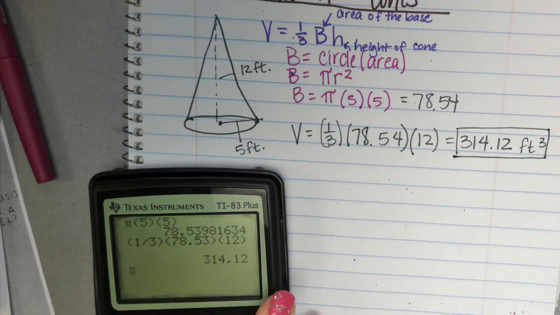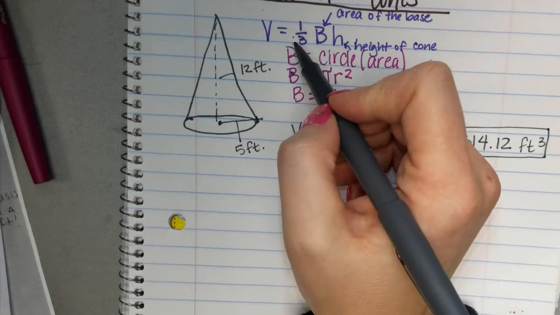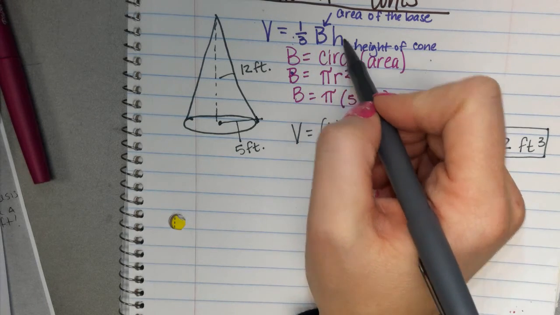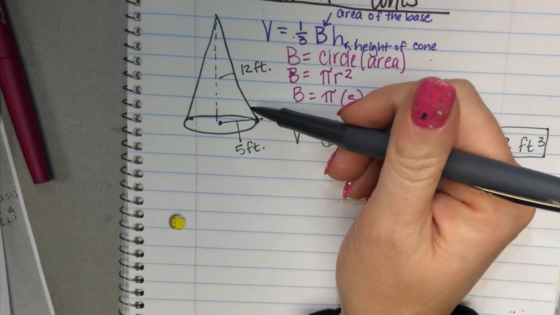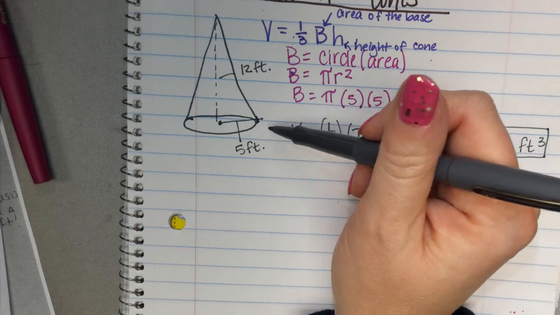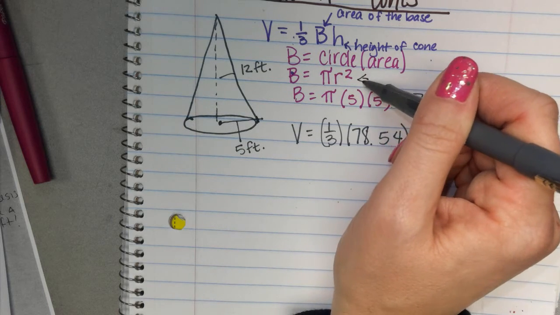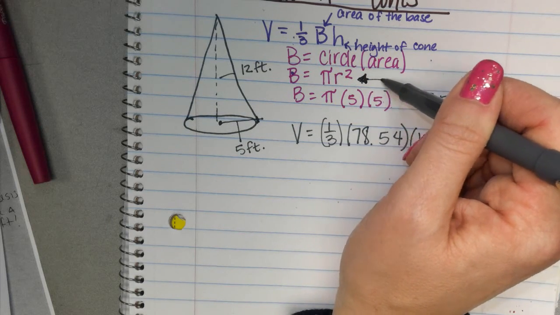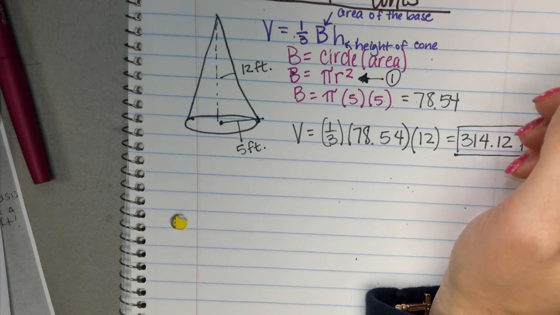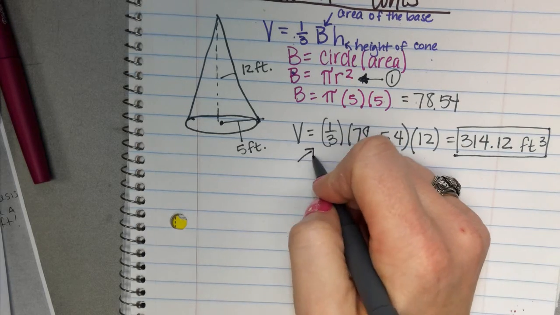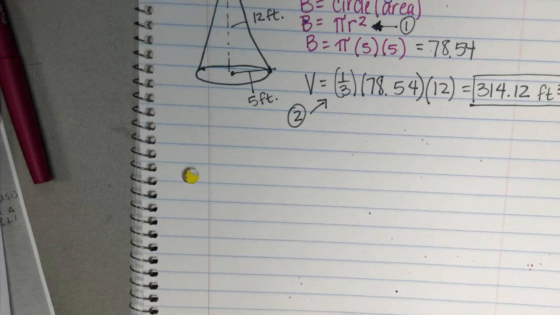Okay? So we need to make sure we know our formula is 1/3 times the big B times the height. So it's just like the pyramids, but this time we have to do the big B on the bottom, which is your area of a circle. So you have to do this step first. This is your first step. And then this is your second step, putting it all in the calculator.